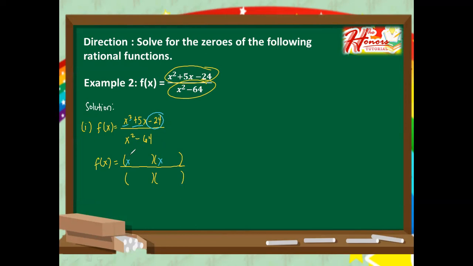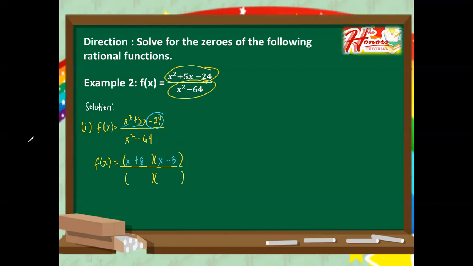So those are positive 8 and negative 3. If you want to check your answer or your factors, I suggest that you use the FOIL method. And then if your answer in the FOIL method is x squared plus 5x minus 24, then your factors are correct.